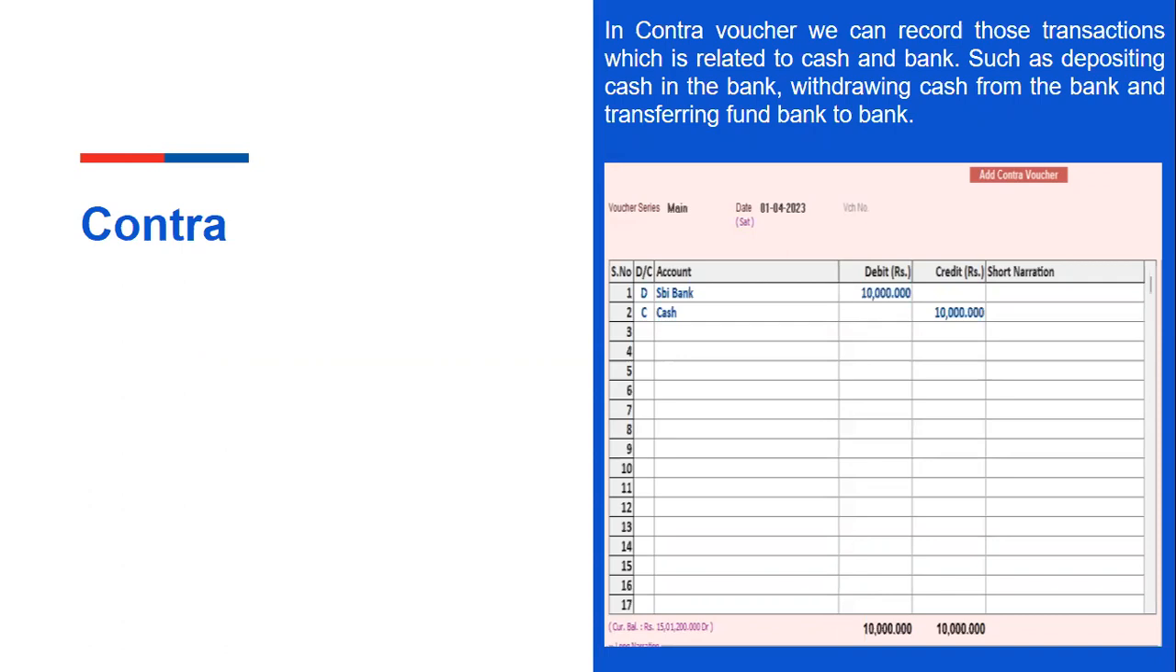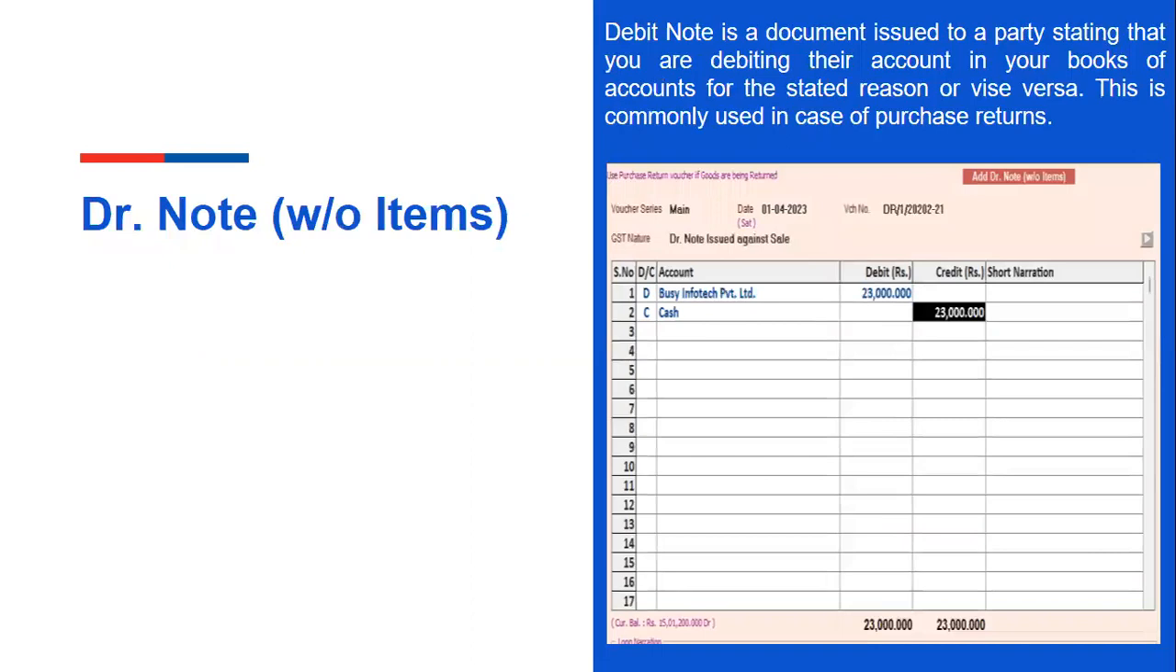You can see, if you are receiving cash, then you have to treat cash as debit, and if you are depositing cash, then you have to treat cash as credit. This is debit note voucher, and this is also an accounting voucher. You can record the transaction in this voucher also.